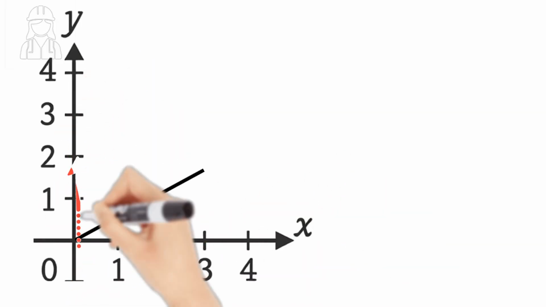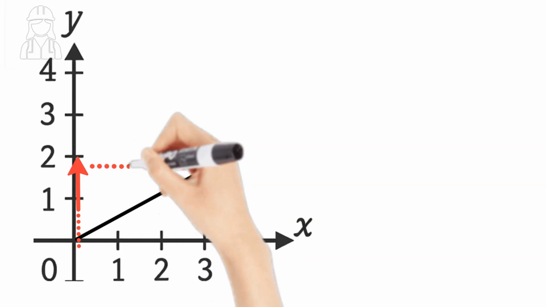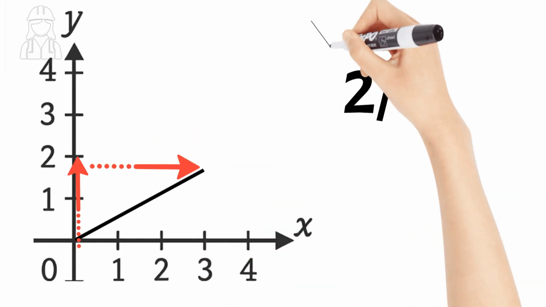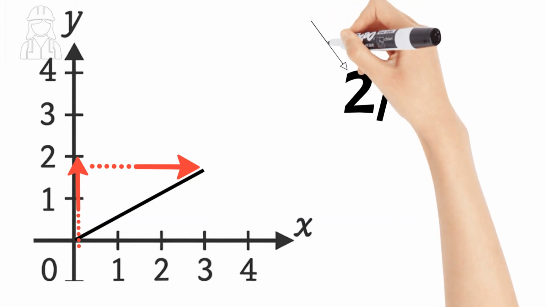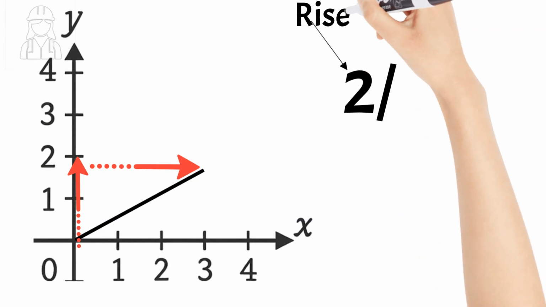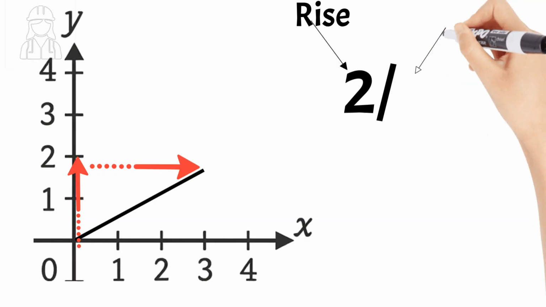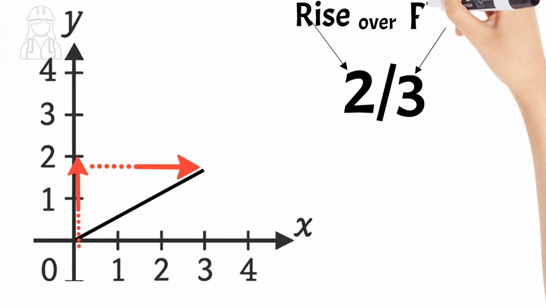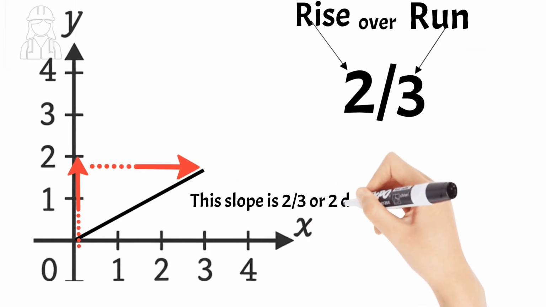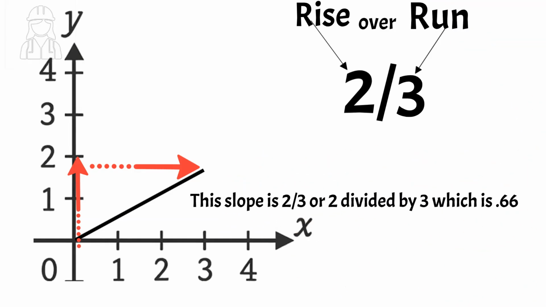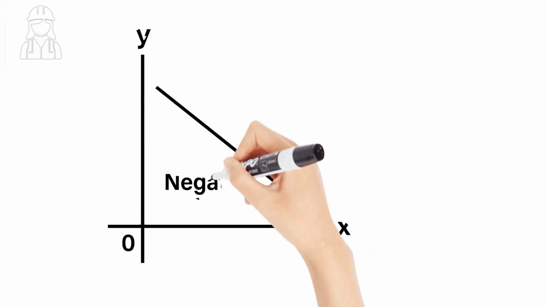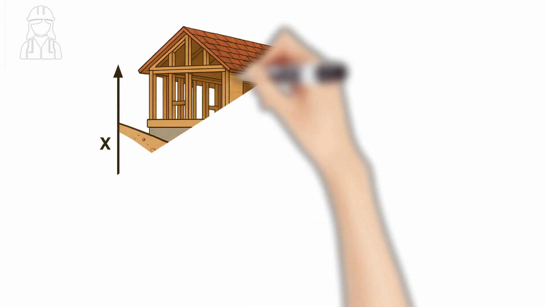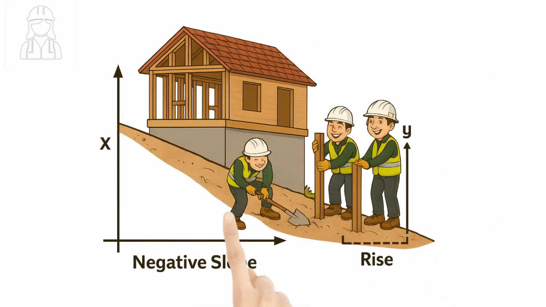For example, if a line goes up 2 units and across 3 units, the slope is 2/3, or 2 over 3, which, a fraction is just a division, isn't it? Numerator divided by denominator. If the line goes downward, the slope is negative. That means for each step to the right, the line goes down instead of up.